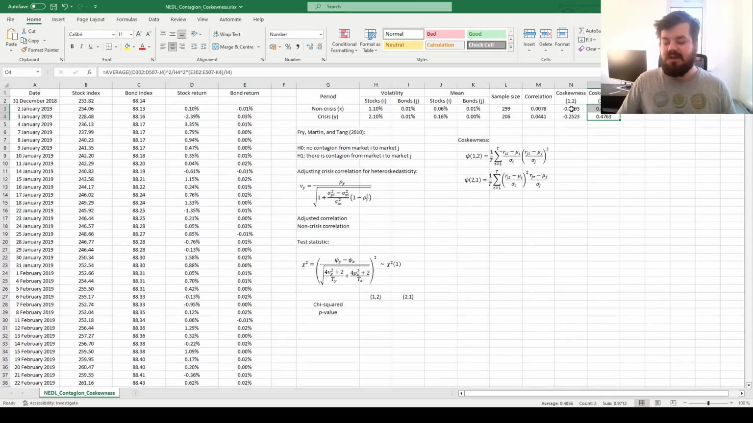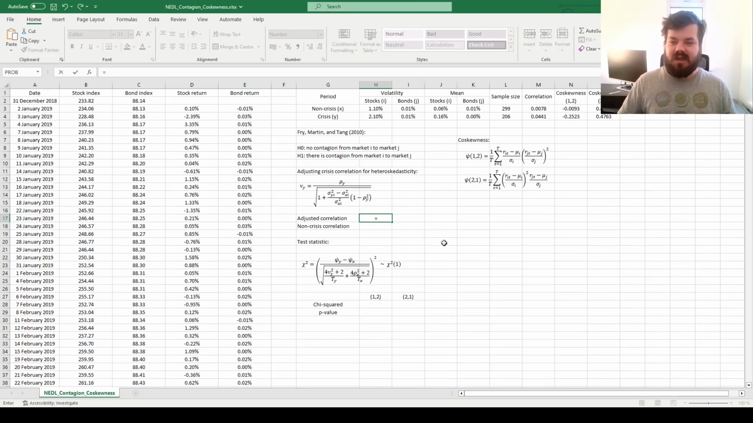So now we can check whether the differences between two types of coskewness that we've just measured are statistically significant between the non-crisis and the crisis period. But first of all, we need to calculate the adjusted correlation, again, to make sure that our results are not affected by heteroscedasticity, and to measure the standard error of our test statistic for coskewness properly.